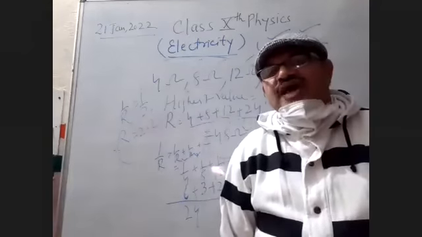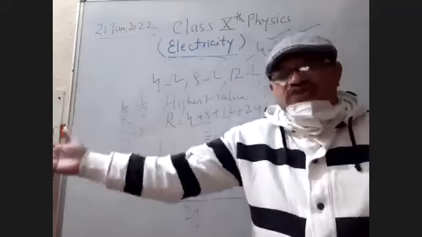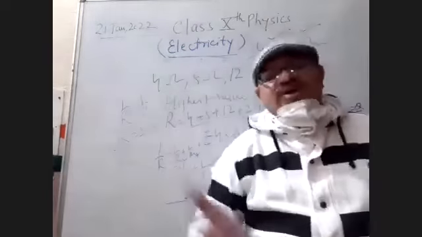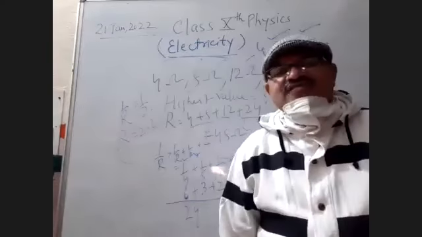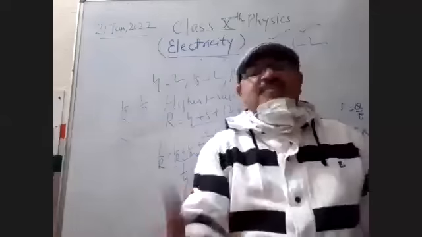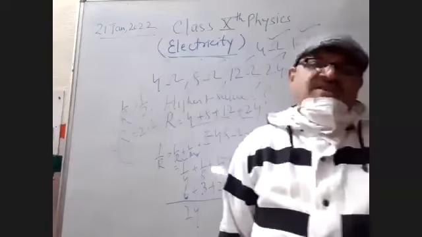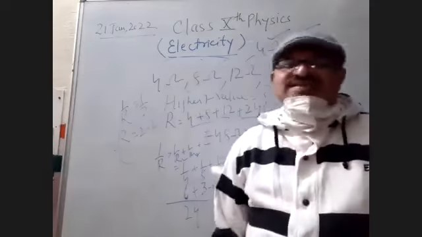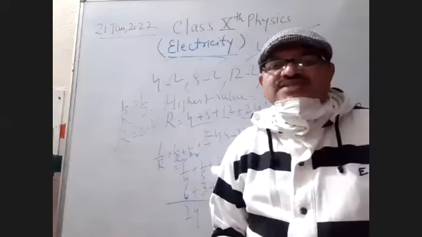So if you make the comparison, on one side it is 48 ohm, students, and on the other side 2 ohm, so there is a very big difference between 48 and 2. 48 is the highest value and 2 is the minimum value. Clear, students? So these were your NCERT questions of page number 216.